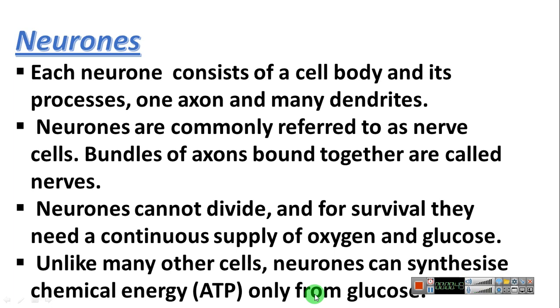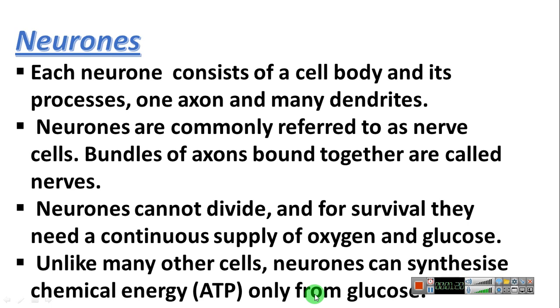Neurons. When we are considering neurons, each neuron consists of a cell body and its processes: one axon and many dendrites. Can you remember? Each neuron consists of a cell body, an axon and dendrites. Neurons are commonly referred to as nerve cells.